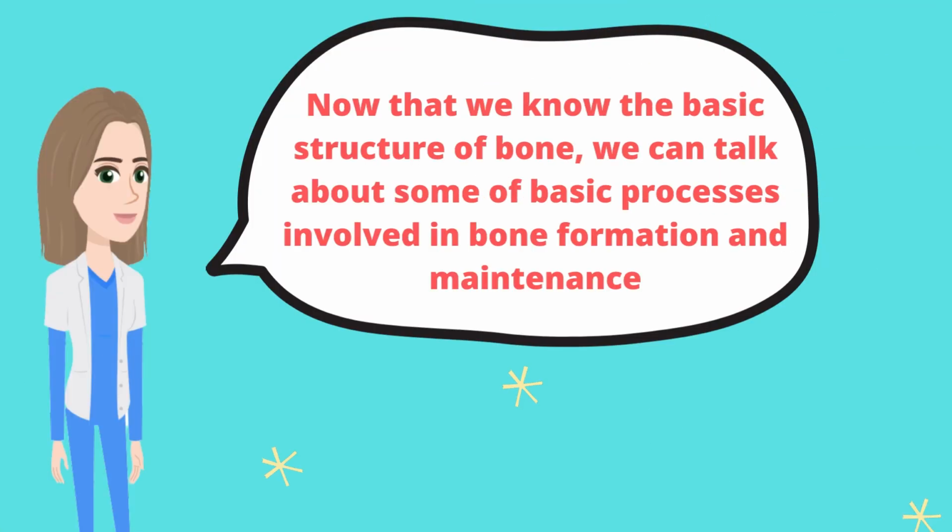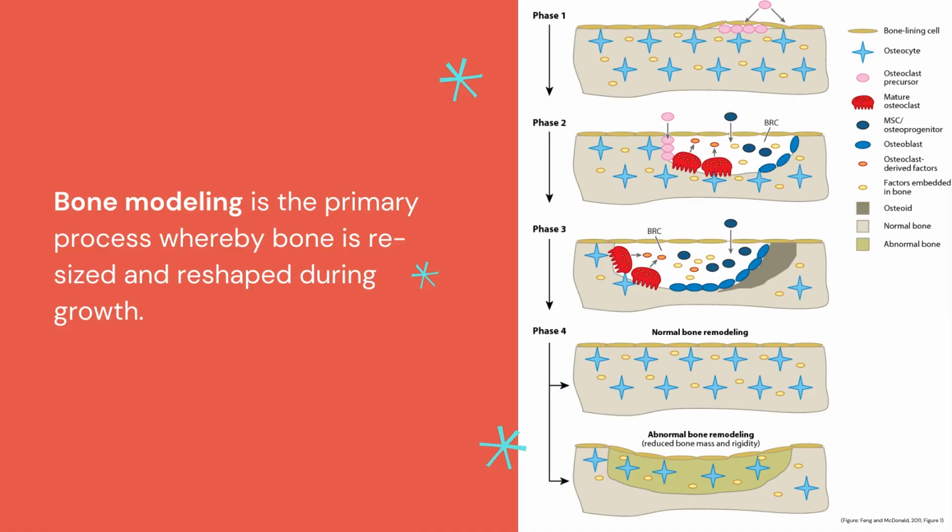Now that we've traveled through the structure of bone, we will talk more in depth about the process of bone modeling and remodeling and why these processes are important. Bone modeling is the primary process where bone is resized and reshaped during growth, and bone remodeling is the secondary process of bone turnover that is important for maintenance. During bone modeling, formation of bone occurs either by osteoblasts, the bone-building cells, or through the resorption of bone by osteoclasts, the cells that break down bone.